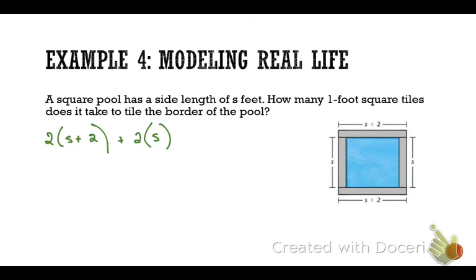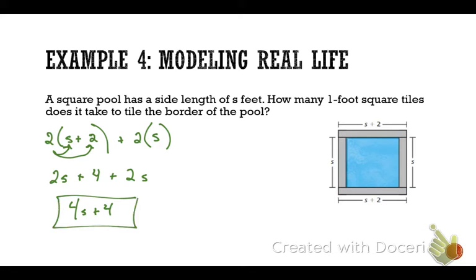Now you're going to distribute the 2. That's where the tie-in comes to distributive property. So you have 2S plus 4 plus 2S. So that's my final answer, right? No, you can still combine some more like terms. 4S plus 4. Great job on that, guys.